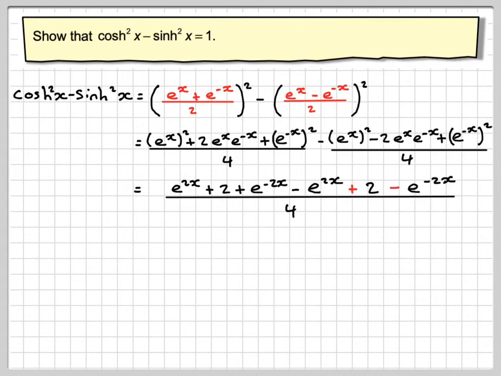So now we could probably do a bit of cancelling. So this e to the 2x and this minus e to the 2x will cancel out. And then e to the minus 2x will cancel out with this. And we're left with 2 plus 2, which makes 4 over 4, and 4 over 4 is equal to 1, which is what we had to prove.